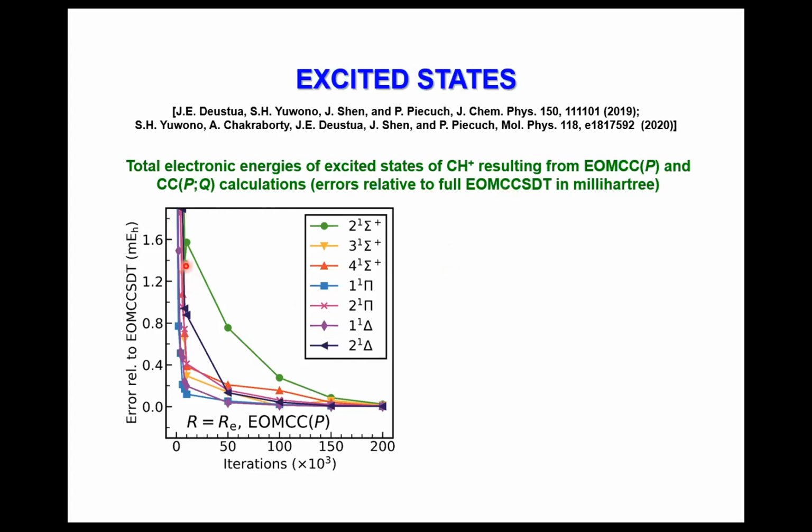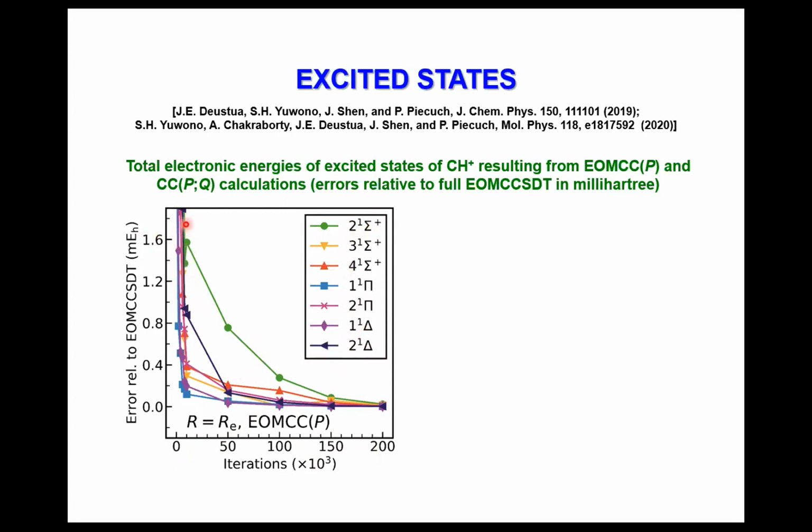And what I'm plotting here are errors relative to full EOMCCSDT as a function of the Monte Carlo iterations or Monte Carlo time steps. We're computing several excited states at the same time. So some of them are doubly excited, like this 2 sigma state or these 2 delta states. The rest of them are singly excited.